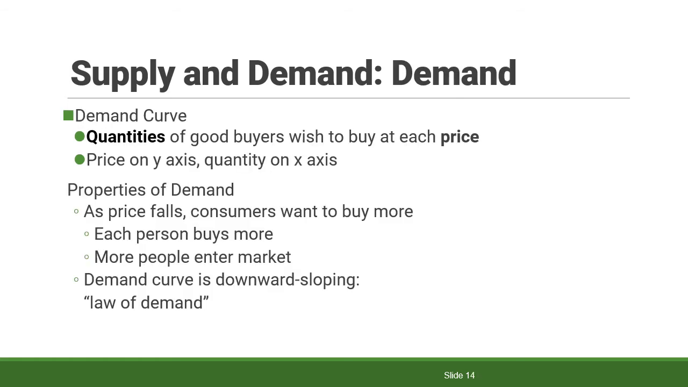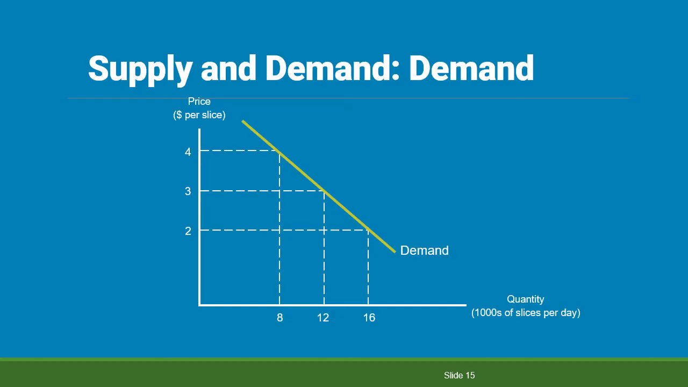The second notion that we need to discuss is the notion of demand, as represented by the demand curve. Now, demand refers to the quantities of goods buyers wish to buy at each price. So, as price falls, consumers want to buy more. Either each person buys more of the same good, or more people now start to enter the market. So, the demand curve is essentially downward sloping. So you can see through this graph how that works out.